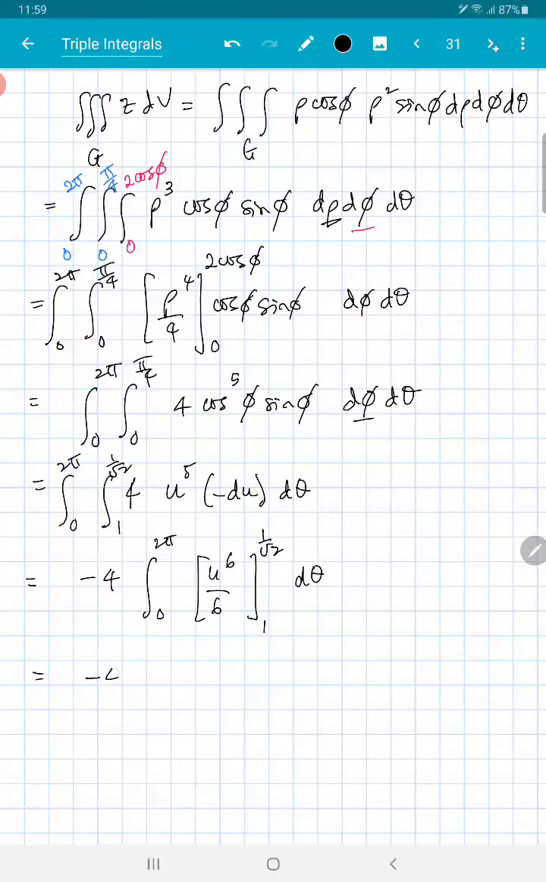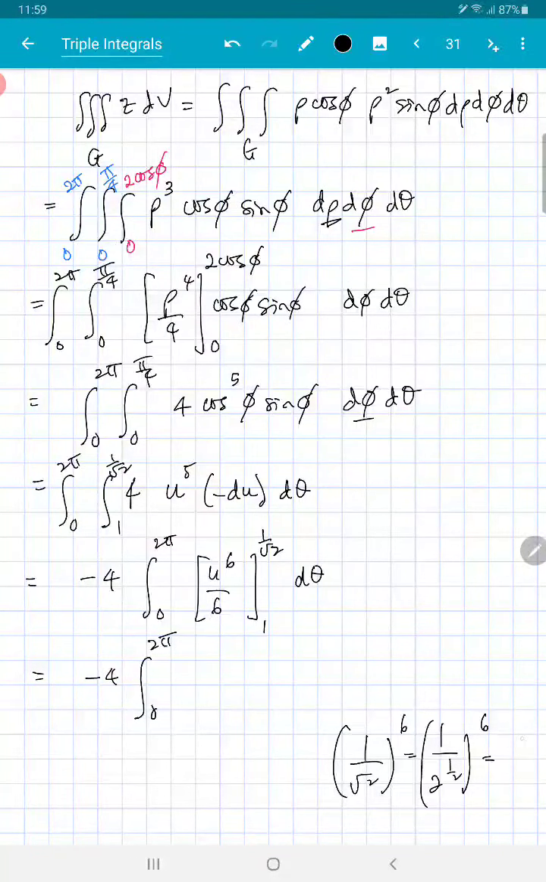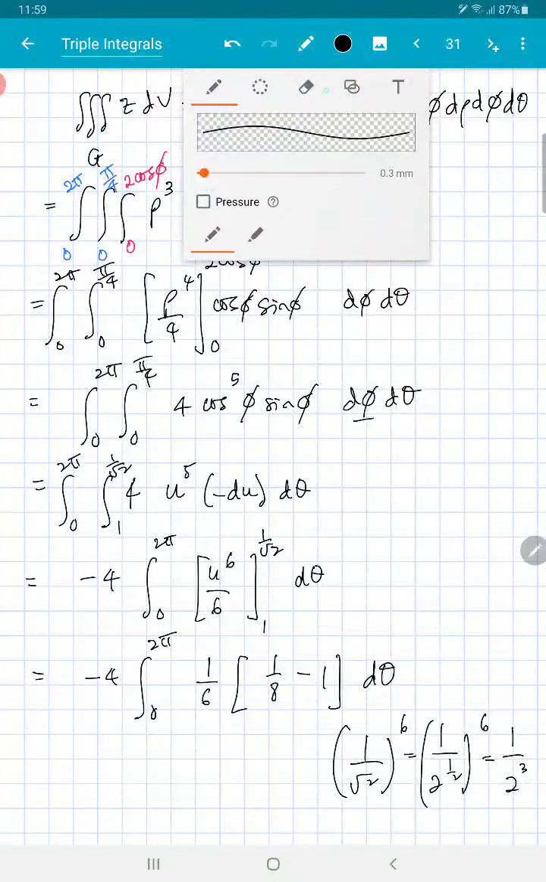Here we have negative 4. Replacing u with 1 over square root of 2, we have 1 over square root of 2 to the power of 6. This is really 1 over 2 to the half, to the power 6, which is 1 over 2 cubed, which is 1 over 8. So we have 1 over 8 minus, and then replacing u with the lower limit, which is 1, we have 1. I put 1 over 6 before the square there. Let me erase this.